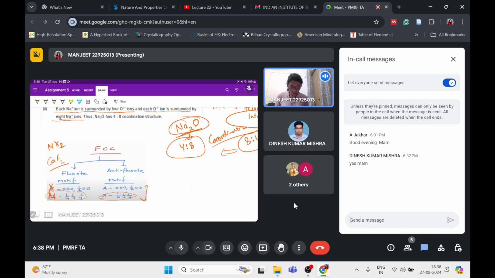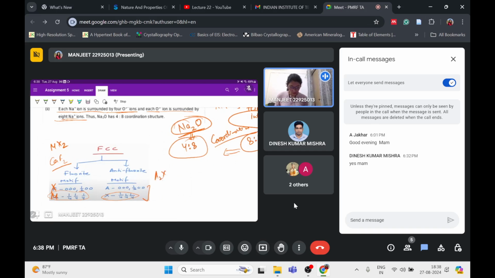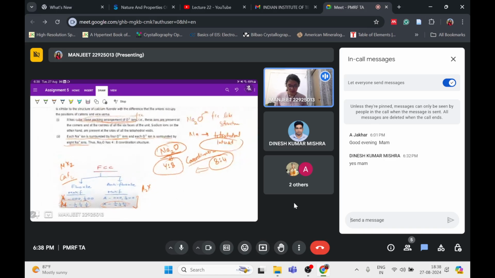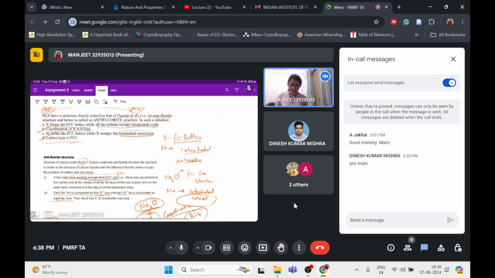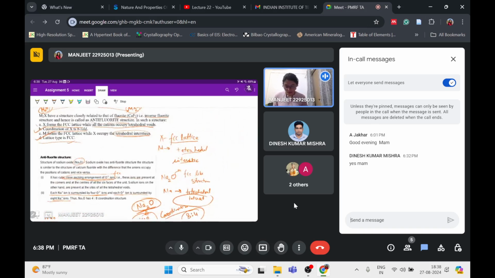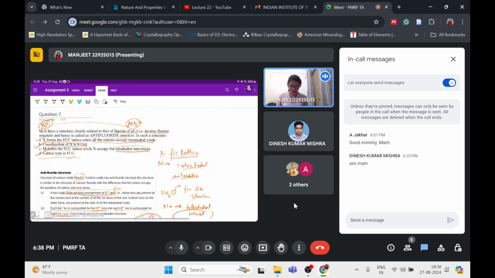So in the anti-fluoride, the motif is A2X. A will be at 0 0 0, 1/2 0 0, and X will be at 1/4 1/4 1/4. Each of them has the FCC lattice, so the lattice type will be FCC. So B, D and A will be the correct answers for this one. This is all about question number 7.